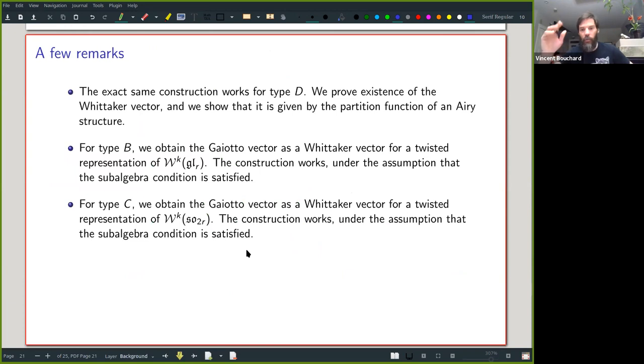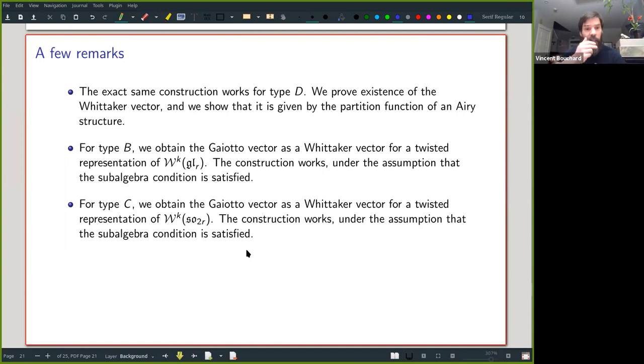And then just a few remarks before I end with a few upshots. So I did only the GL(r) case explicitly here, but we can do the exact same construction we do in the paper for type D. In that case, you still have strong generators, but they're still embedded inside the Heisenberg algebra, but the explicit expressions are more complicated. But you can prove that they are an area structure and that the partition function is the Whittaker vector. That is the Gaiotto vector for the corresponding gauge theories.